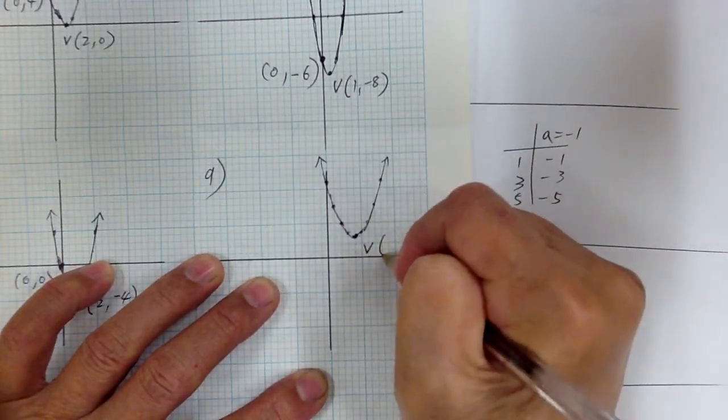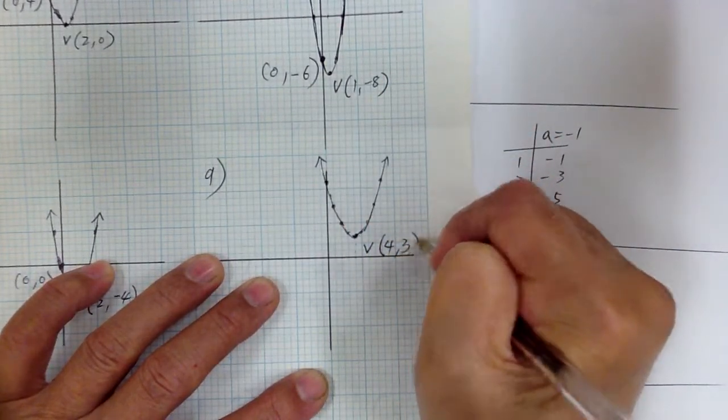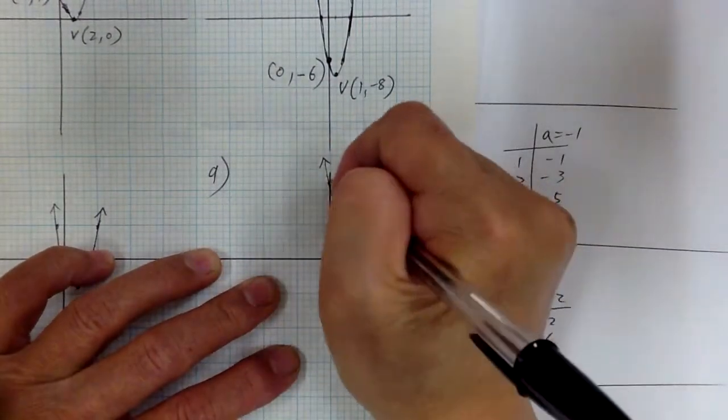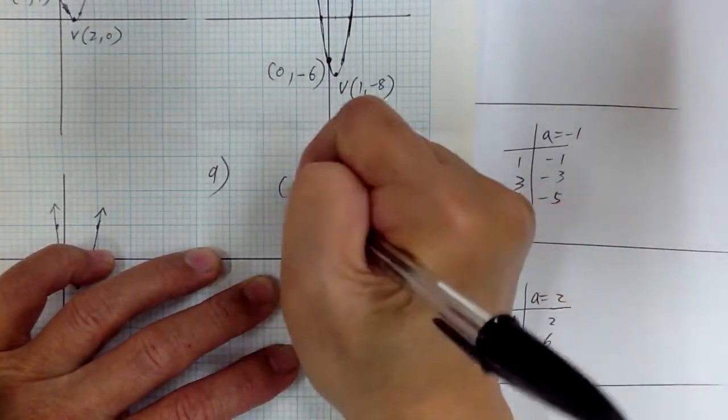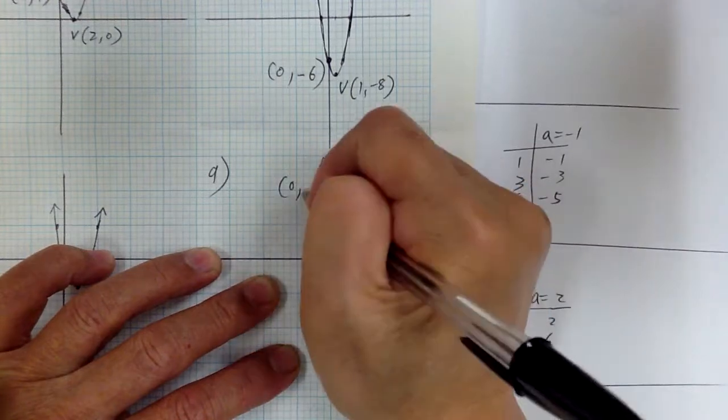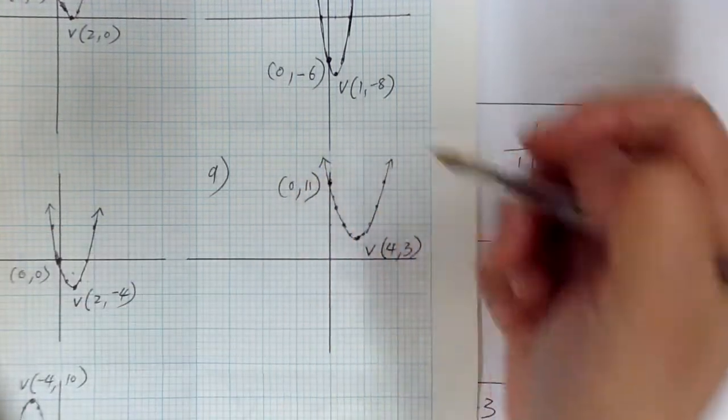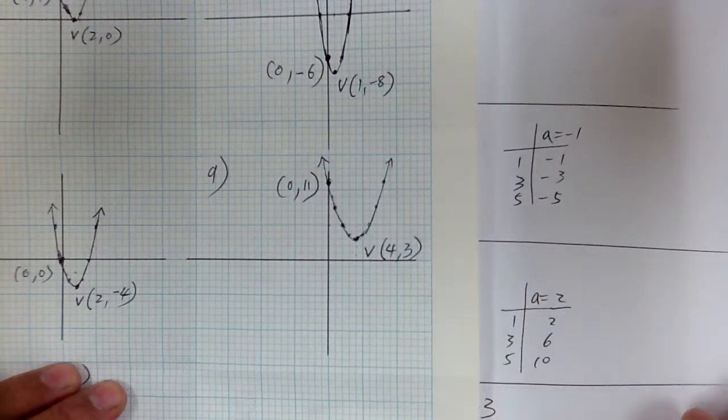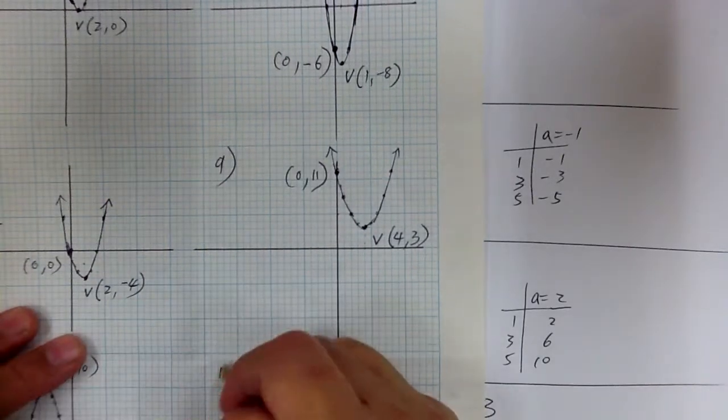So the vertex is going to be at 4, comma 3. Okay, and this point over here would be 0, comma 11. Okay, let's go to number 11.